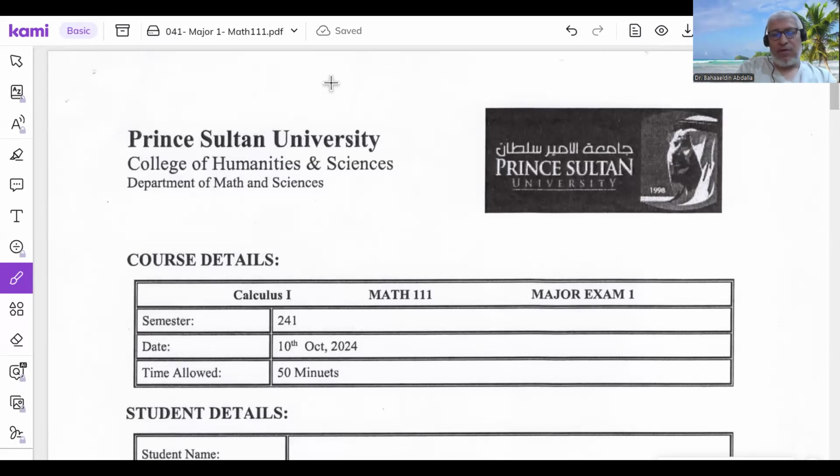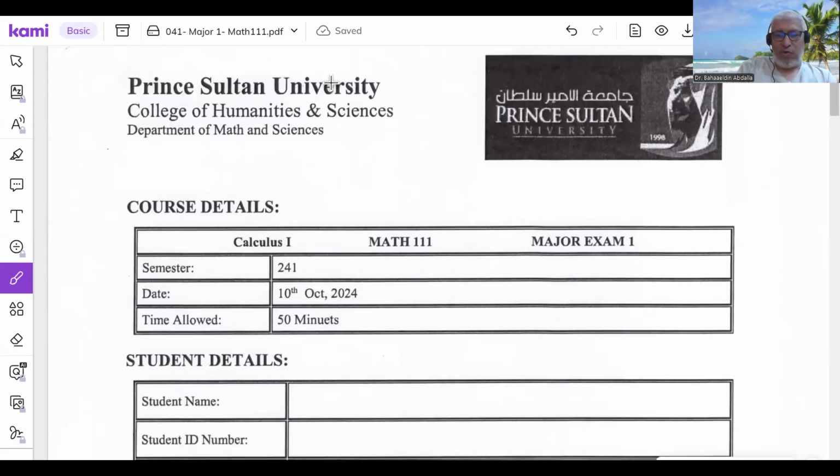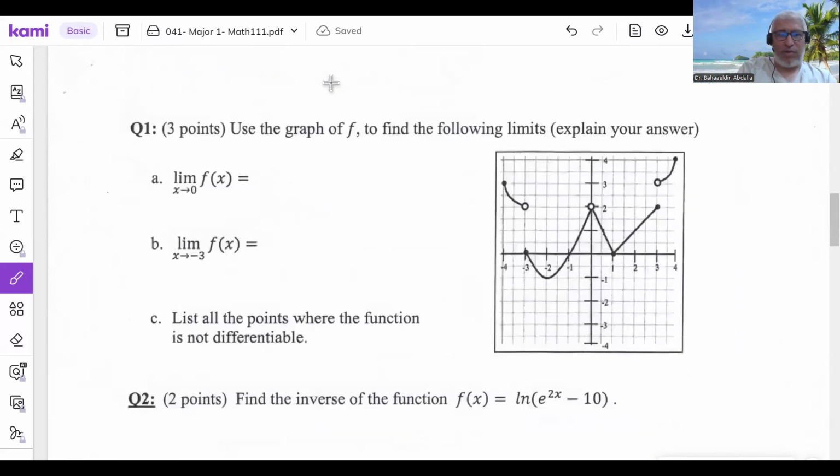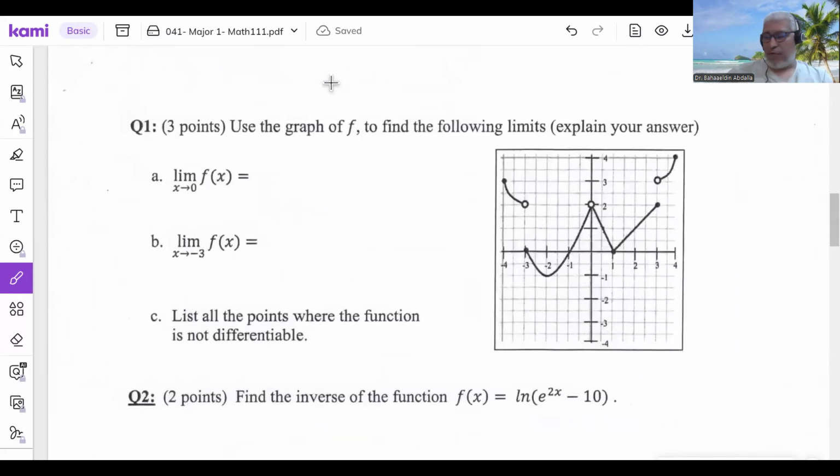This is the first major examination of Math 111, Term 241. Let us have a look at the exam and solve it together. Use the graph of f to find the following limits. Explain your answer. Limit f of x when x approaches 0.